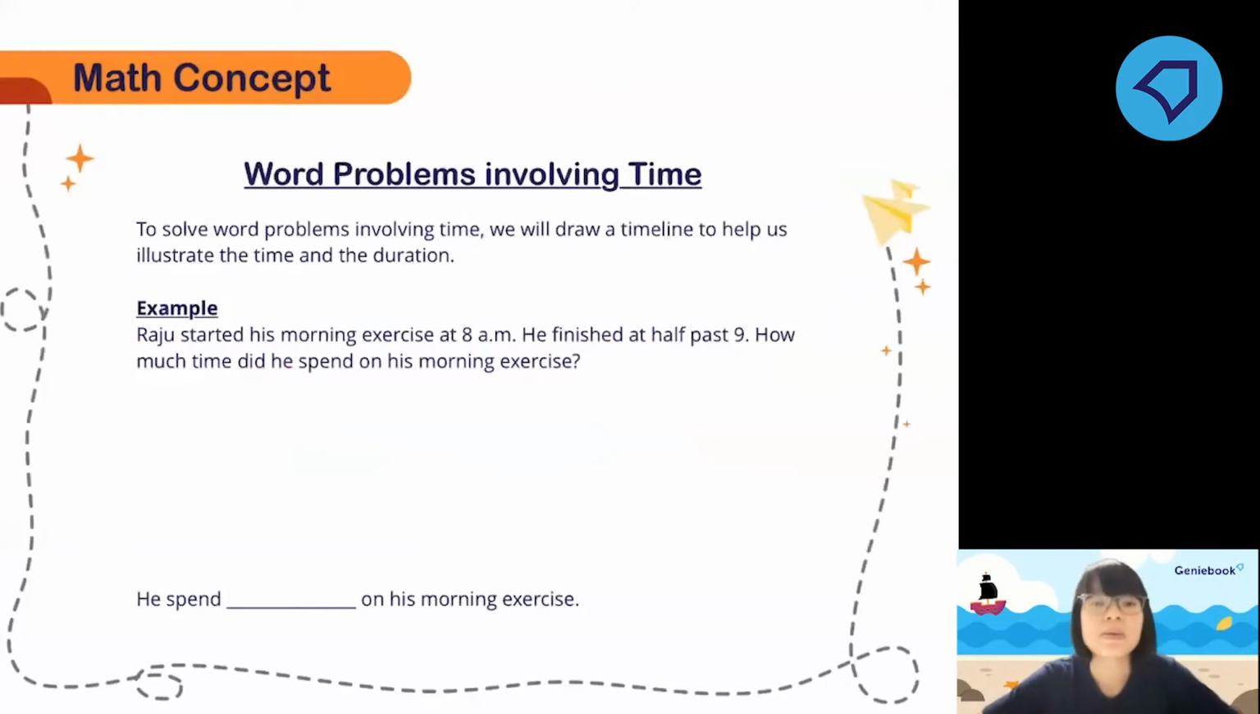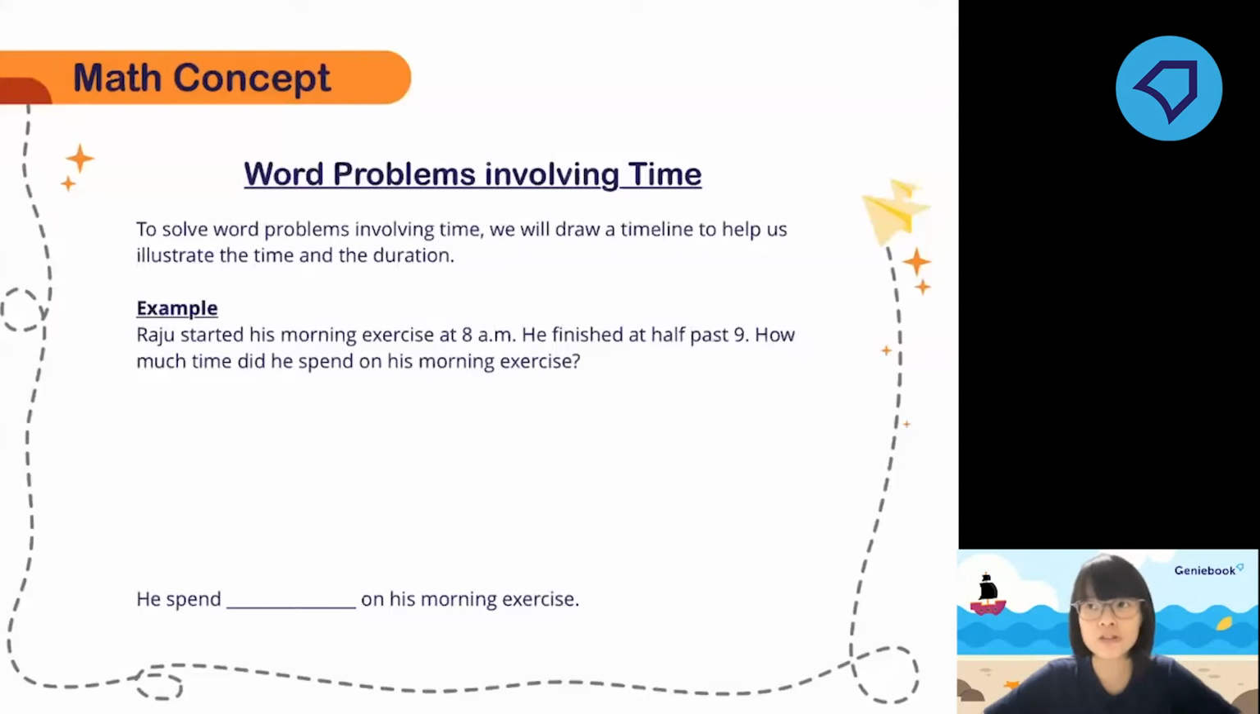Now, to solve word problems involving time, we will draw a timeline to help us illustrate the time and the duration. So we have covered that. We have been doing the timeline for the past few questions. Okay, so let's take a look at the example question. Raju started his morning exercise at 8 a.m. He finished at 9:30. How much time did he spend on his morning exercise?